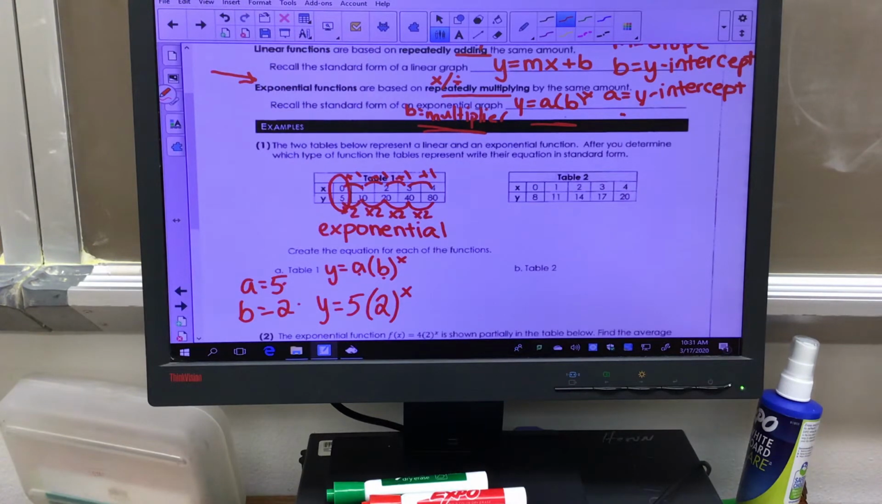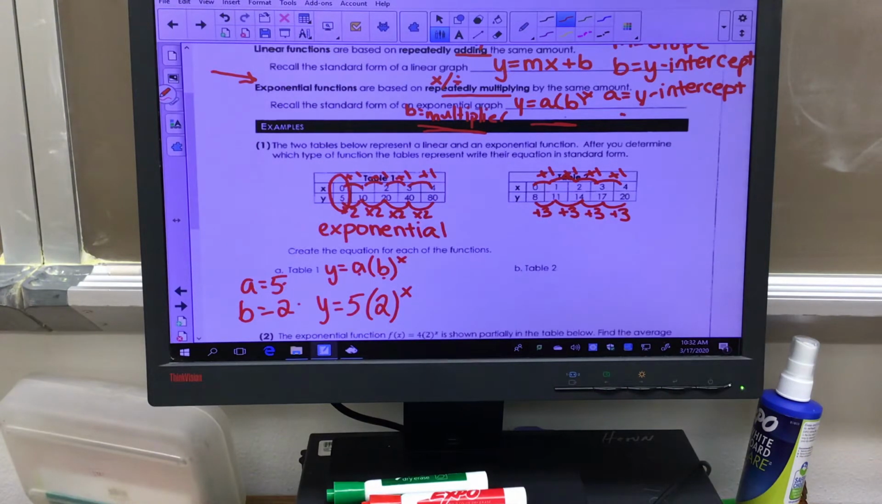So I know that table 2 is going to be linear because it told me one is linear, one is exponential. Let's figure out the pattern. By x, I'm going up by 1, so I'm looking good. My y, what am I going up by? So 8, 9, 10, 11. That's 3. 11, 12, 13, 14. That's 3. 15, 16, 17. That's 3. 18, 19, 20. That's 3.